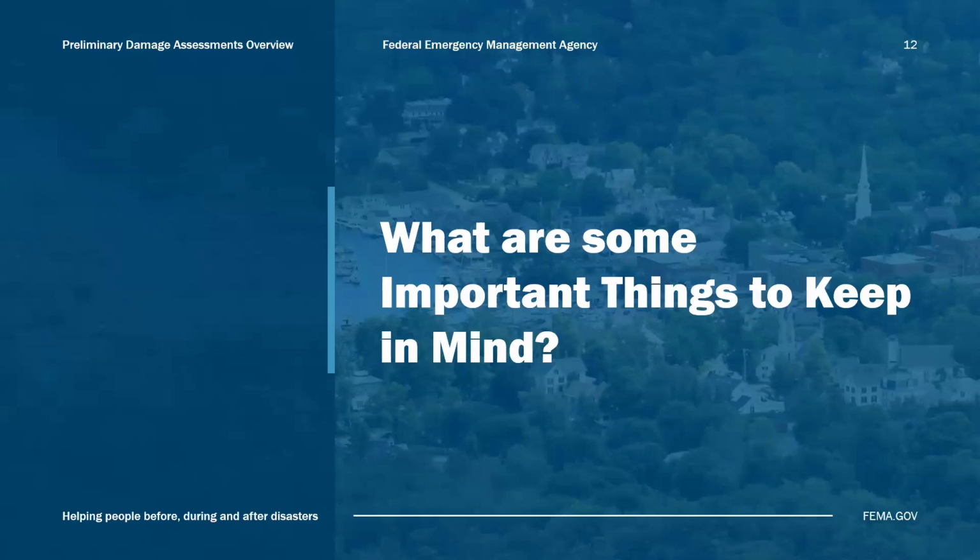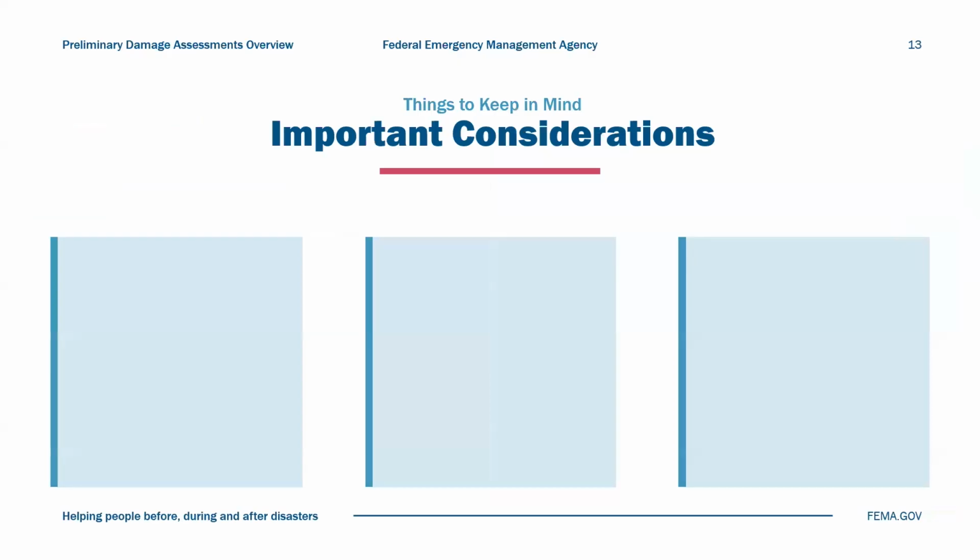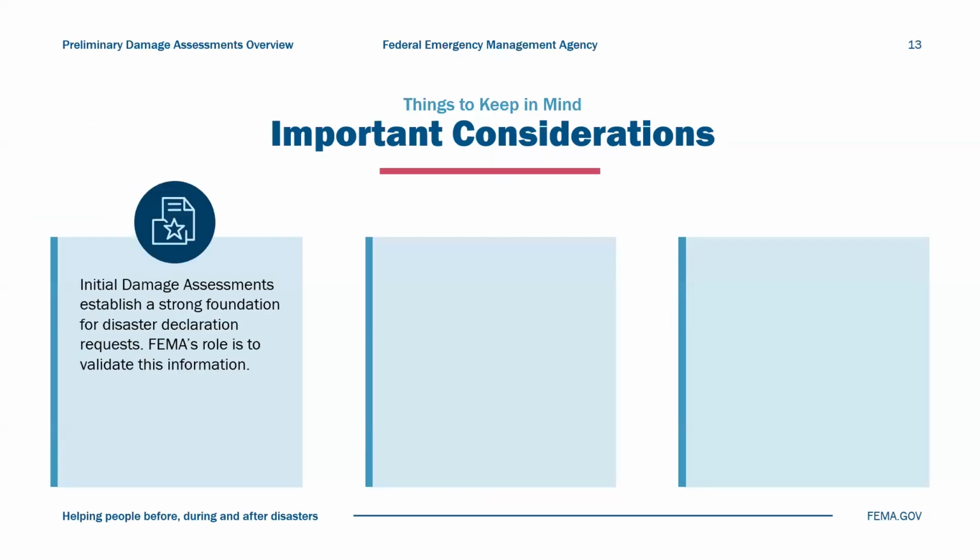It is important to remember some key things about the PDA process. Like we discussed at the beginning of this video, local governments and tribal nations must use initial damage assessments to establish a strong foundation for disaster declaration requests. FEMA will validate this information as part of the joint PDA if one is requested. FEMA's role in the joint PDA is to validate the IDA data, beginning with the most critical and costly damage.